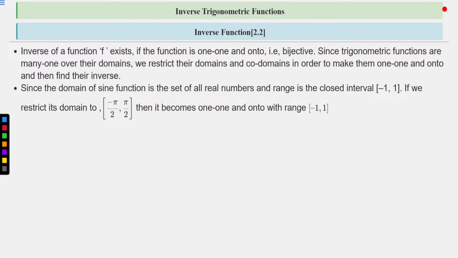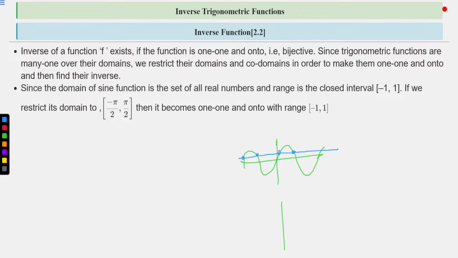Now, since the domain of the sine function is the set of all real numbers and range is from -1 to 1, we restrict its domain to from minus pi by 2 to pi by 2, right? Then it becomes one-one and onto with range -1 to 1. See, the graph of sine theta is like this one. It is not one-one, because if you draw any line parallel to the x-axis, it will cut at more than one point.